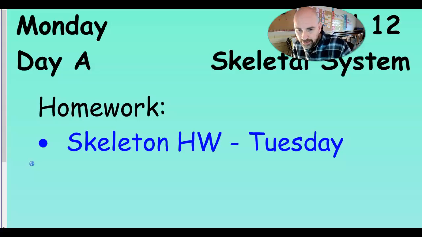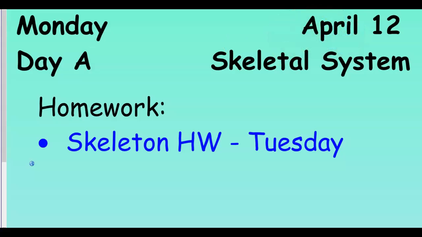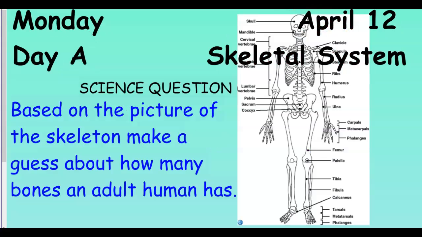The first thing in our body unit here is the skeletal system. There is a homework assignment, which is due very soon, so please make sure you look at that. That will be on Schoology. Let's get right into it. Take a look at the picture of the skeleton. How many bones do you think an adult human actually has?